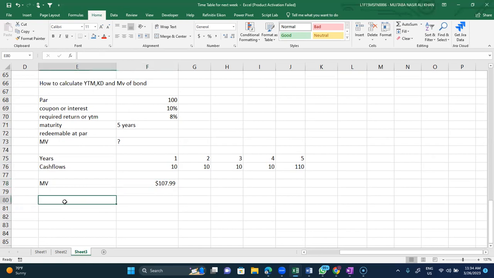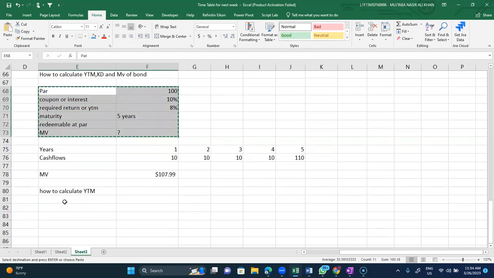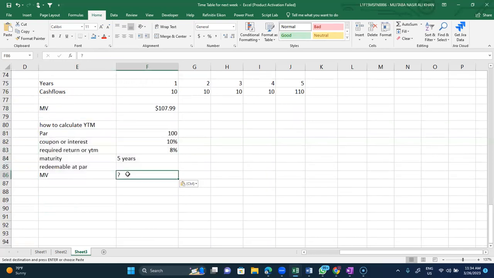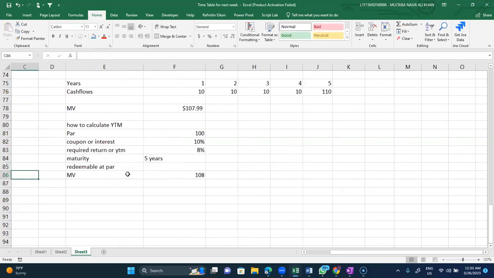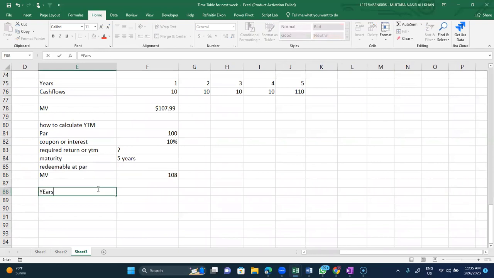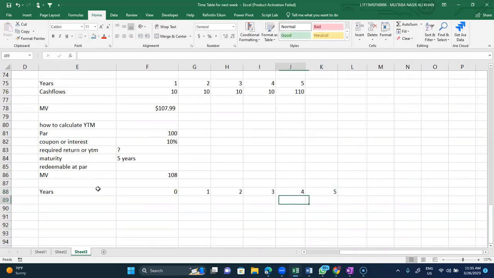Okay, how to calculate the YTM? Let me copy the question. For example, market value is given as 108 and you need to calculate the YTM. First of all, write the years: 0, 1, 2, 3, 4, 5. Write the cash flows. In year 0, market value will be a negative number.